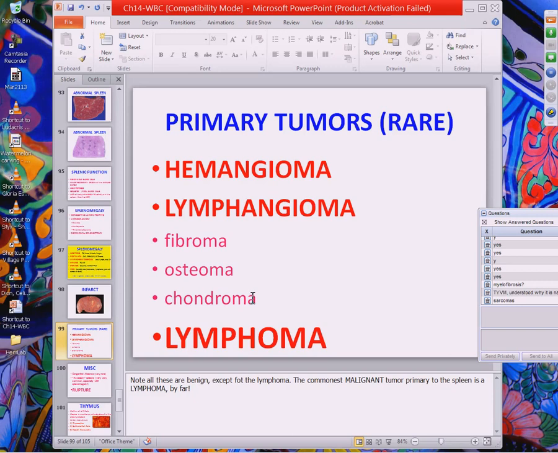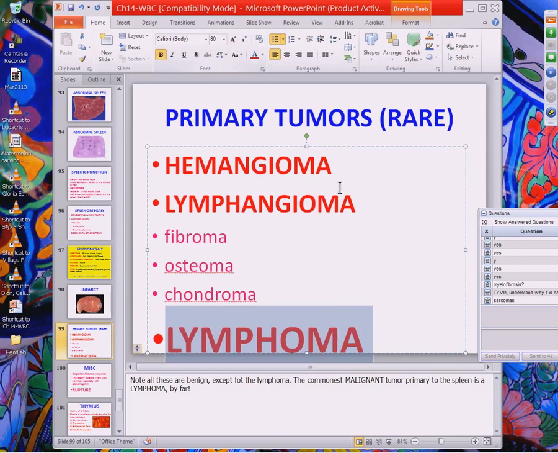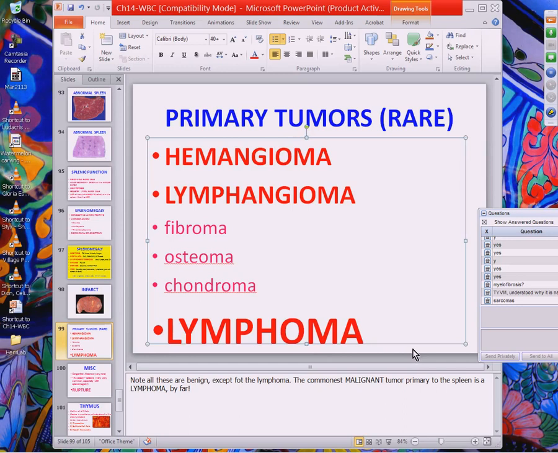So most of the primary tumors of the spleen, which are relatively rare, would be things like blood vessel tumors, lymph vessel tumors, tumors of fibroblasts, even tumors of bone, tumors of cartilage. They are all what you call mesenchymal tumors. And most of them are benign, but, you know, there could be malignant ones. And, of course, the big one at the very bottom is that because the spleen is a lymphoid organ, it would be very, very understandable that a primary lymphoma of the spleen would be very, very possible as well.